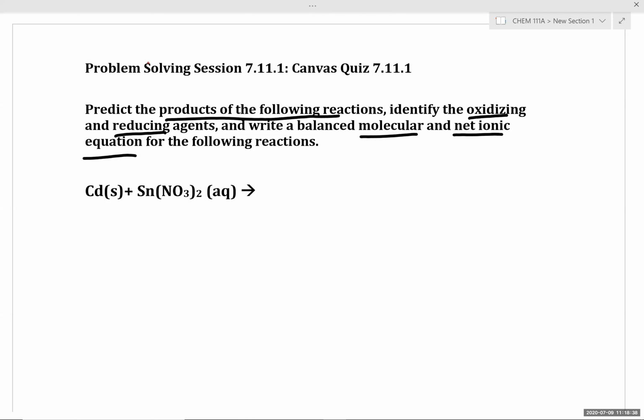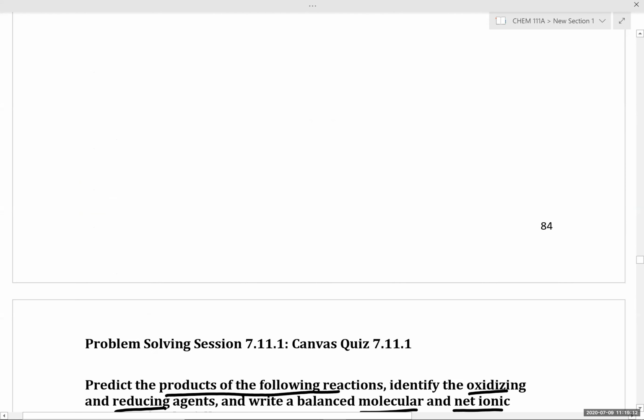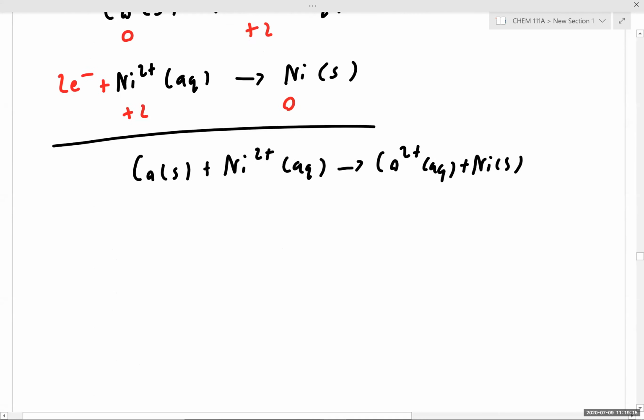And don't be shy to share your responses in the chat. What is our neutral metal? So what is the neutral metal species in this reaction? What is on the left-hand side of our activity series? Cadmium, yep. So let's put a box around cadmium. Our metal cation in this case is tin. So we go all the way up to our activity series.